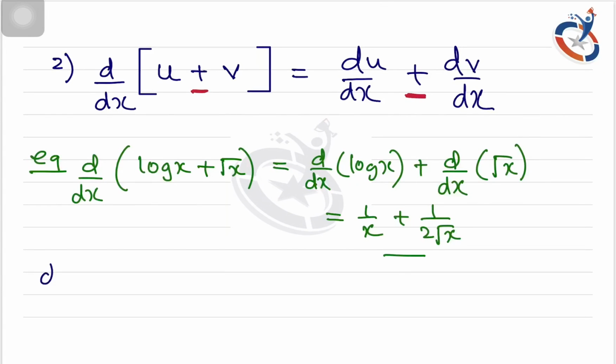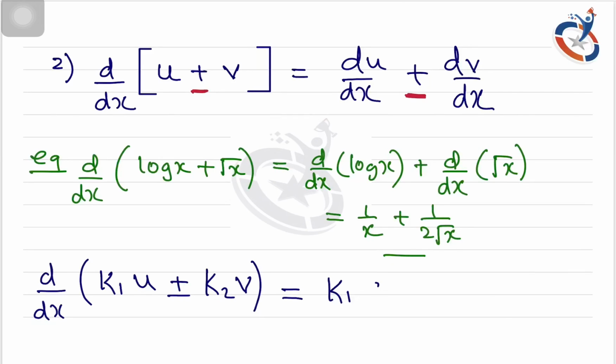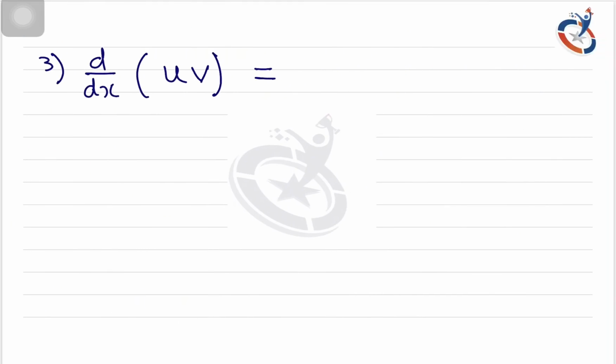What about the derivative of a constant into a function u plus or minus another constant into v? You have to keep the constants out: k1 into the derivative of the first function plus or minus k2 into the derivative of the second function. Clear? If you have constants, keep the constants out. So this becomes k1 into the derivative of u plus k2 into the derivative of v. Fine.